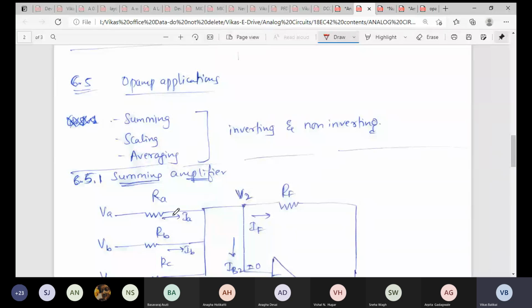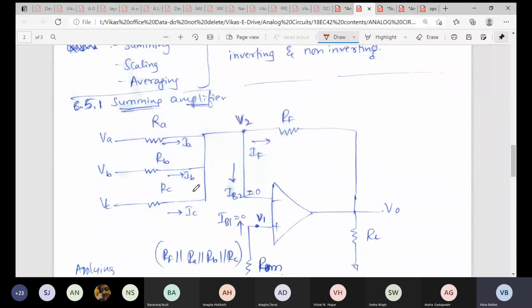So let us try to go ahead with one particular configuration, inverting or non-inverting. You can just see over here, since I am giving the input voltage, that is VA, VB, VC are my three inputs given to the inverting terminal through the resistors RA, RB, RC. Hence this is a summing amplifier or adder circuit or inverting summing amplifier.